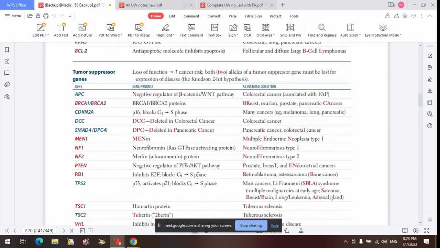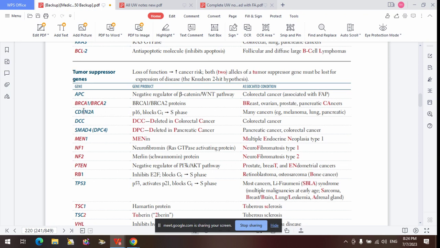Colorectal cancer. Then the BRCA2 and the BRCA1 genes are also tumor suppressor genes because they help to repair DNA. So if they repair DNA that is damaged, that is mutated, they don't allow it to undergo a malignant transformation to cause cancer. So that's why they are tumor suppressor genes. They help with DNA repair.